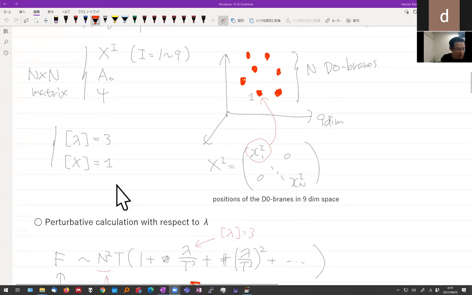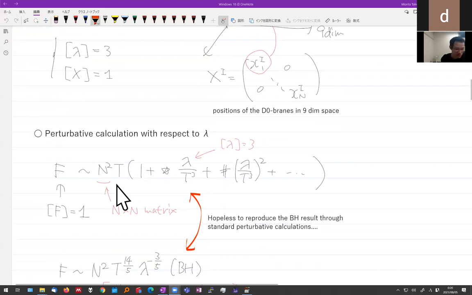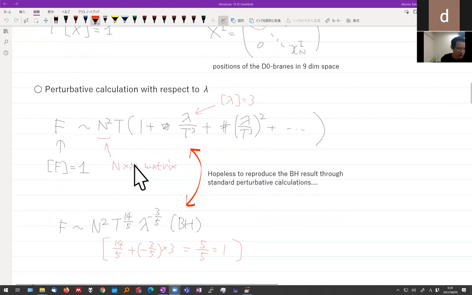Okay, so then let us start some dimensional analysis. First we consider a perturbative calculation. This is a standard approach to evaluate the free energy of the system. So then we can expand as follows. First of all, we have N squared degrees of freedom, so we naively expect that the free energy is proportional to N squared. And then from the dimensional analysis, this free energy should have mass dimension one. So correspondingly, it should be proportional to temperature T.